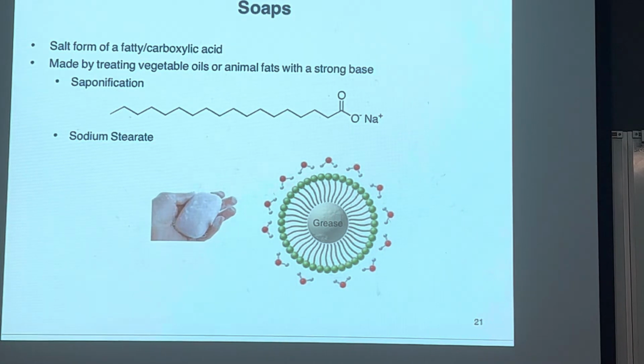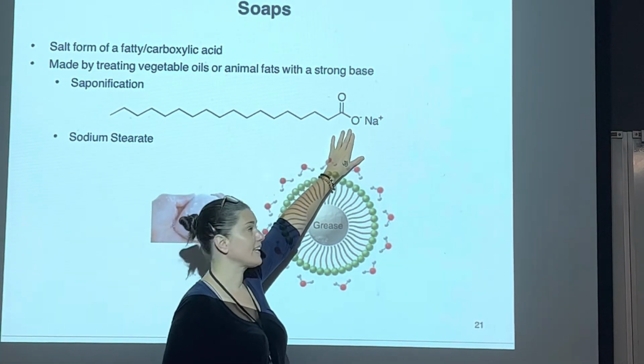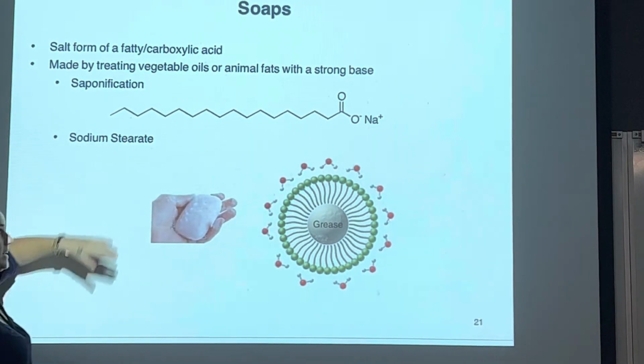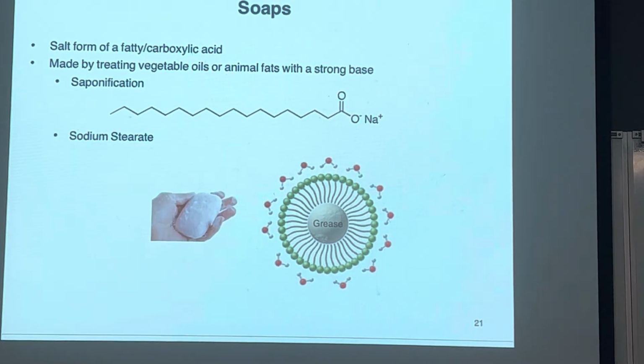So it gives us something to make in lab, and it gives us something to do after we've gone to the bathroom, right? Wash our hands. Okay, so soaps. We don't generally think of soaps and salts in the same place, but soaps are salts. You can see right here that you've got a cation, and you've got an anion. It just happens to have this big old long tail right there. So if you've got a cation and an anion, you've got a salt.